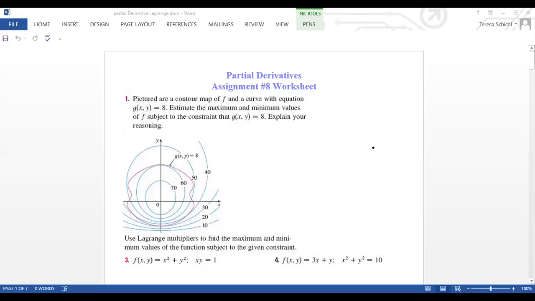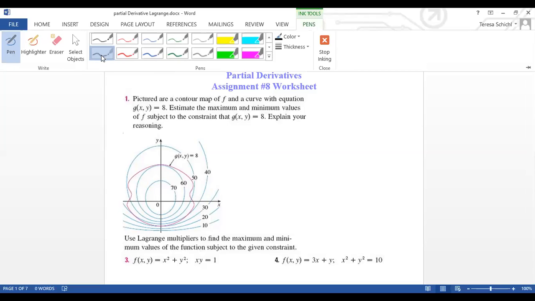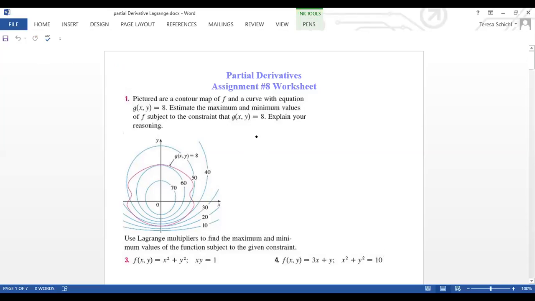All right, the first problem I'm going to do is problem number 1. I really like these picture type of problems. They give people a very good visual of what a Lagrange multiplier means. The picture shows a contour map of f, the blue curves, and the curve with equation g(x,y) equal to 8, the red one here. We want to estimate the maximum and minimum values of f subject to the constraint.